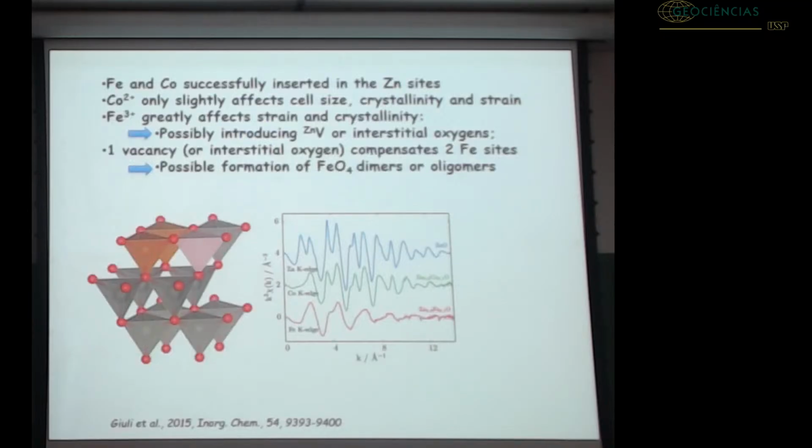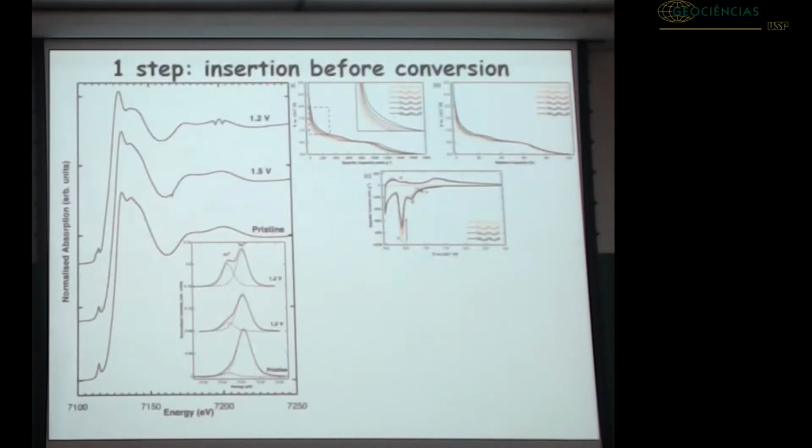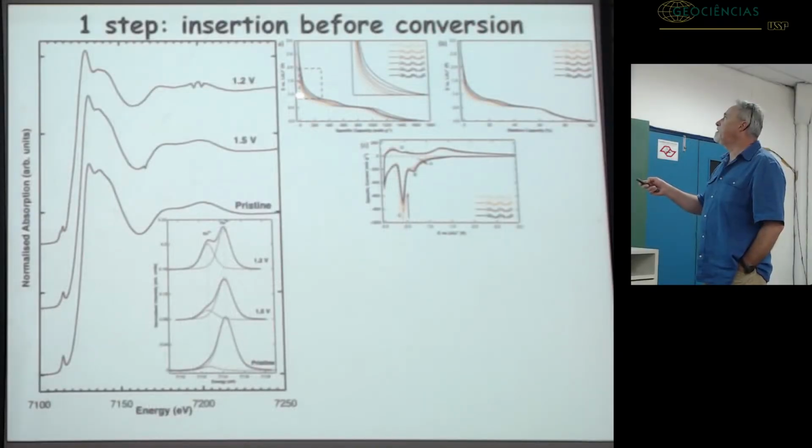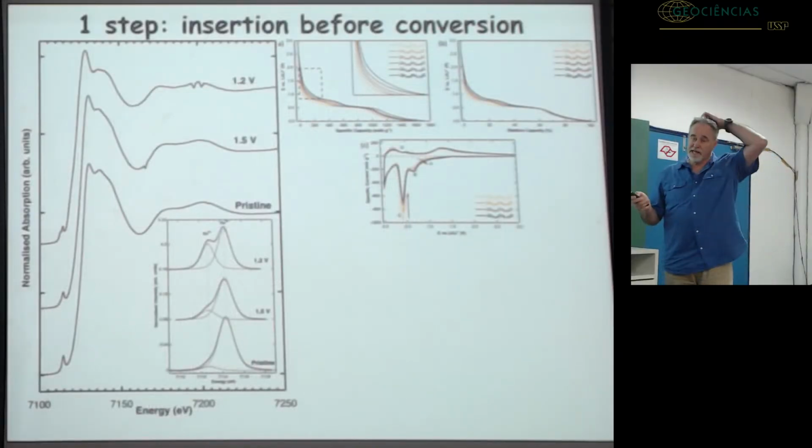I will try to make it short. This is the XAS data from which we got the distance, the size of the tetrahedra containing the dopant. This is a Wurtzite-like structure. And we noticed that from the electrochemical curve, something was happening in the first stage of oxidation.